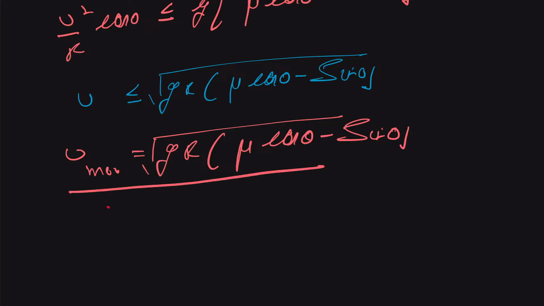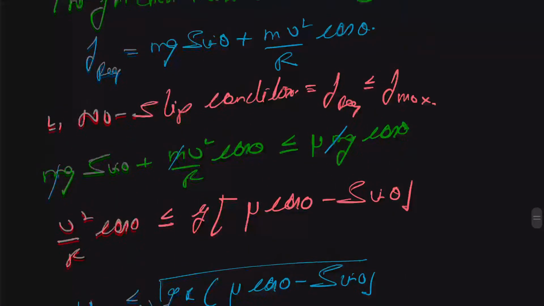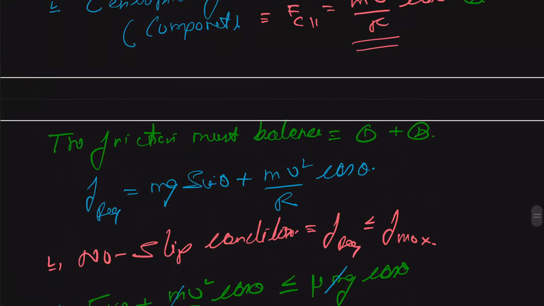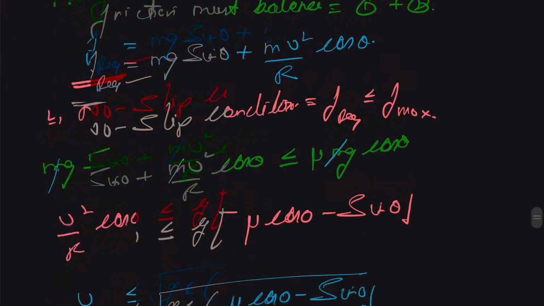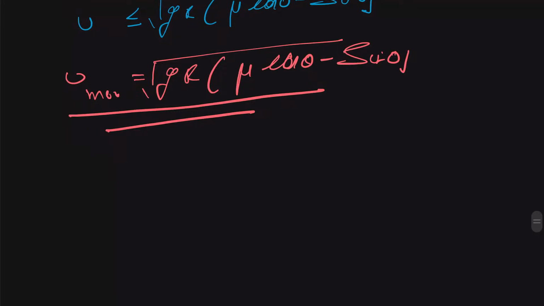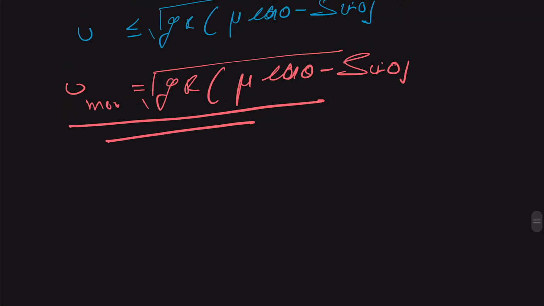So this is our maximum value without slipping at the critical point, and this value is true for the entire circle, because the maximum friction that is going to be required is at the lowest point. The rest of the values of friction will always be less than the required value. Okay, and we come to part B, and part B is about the side points.